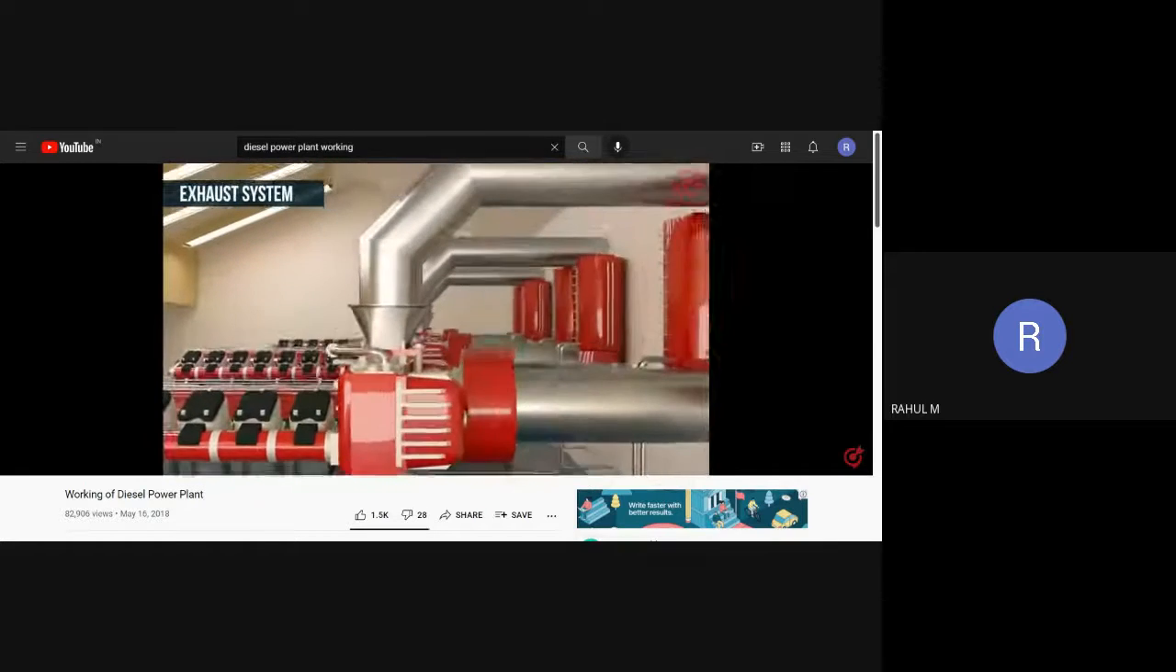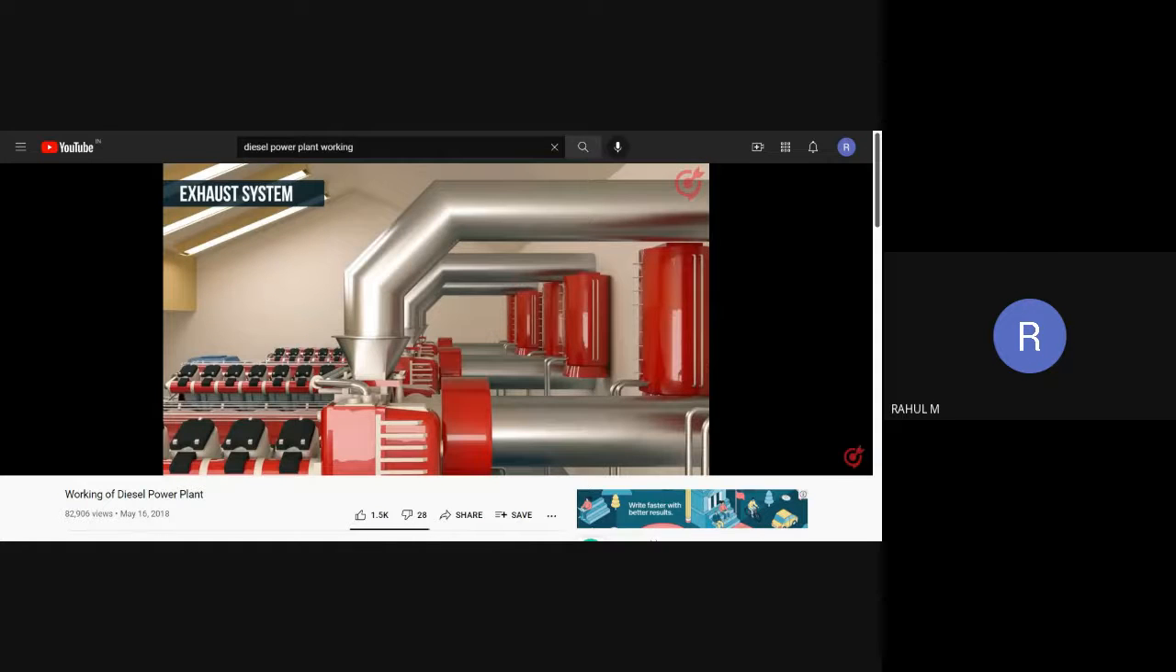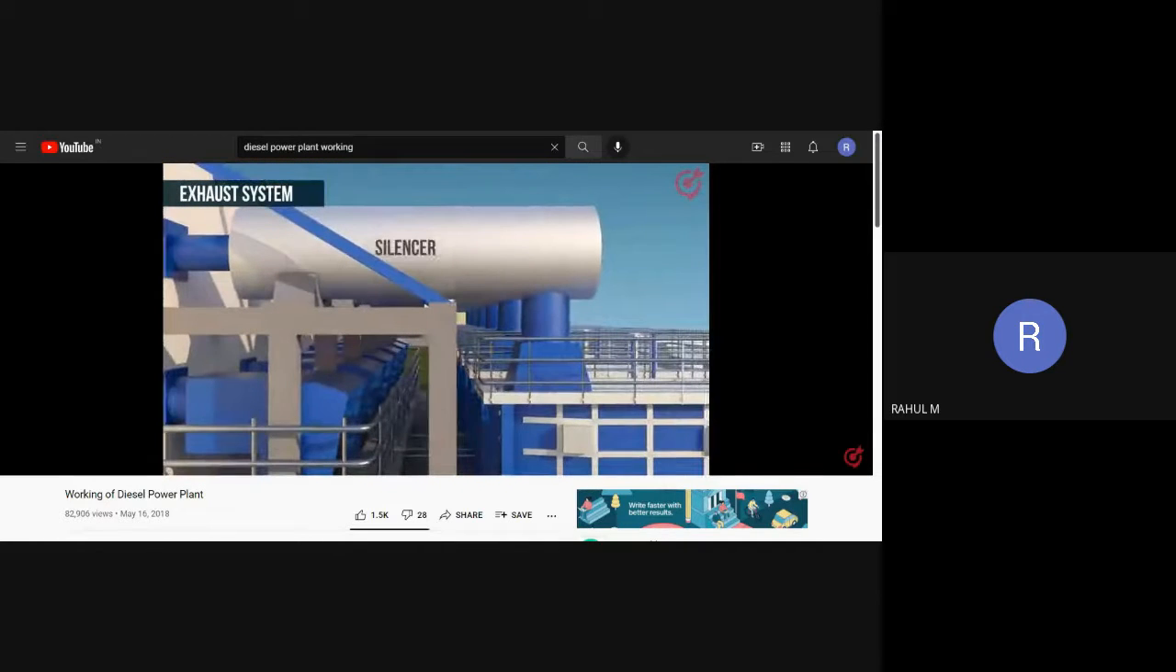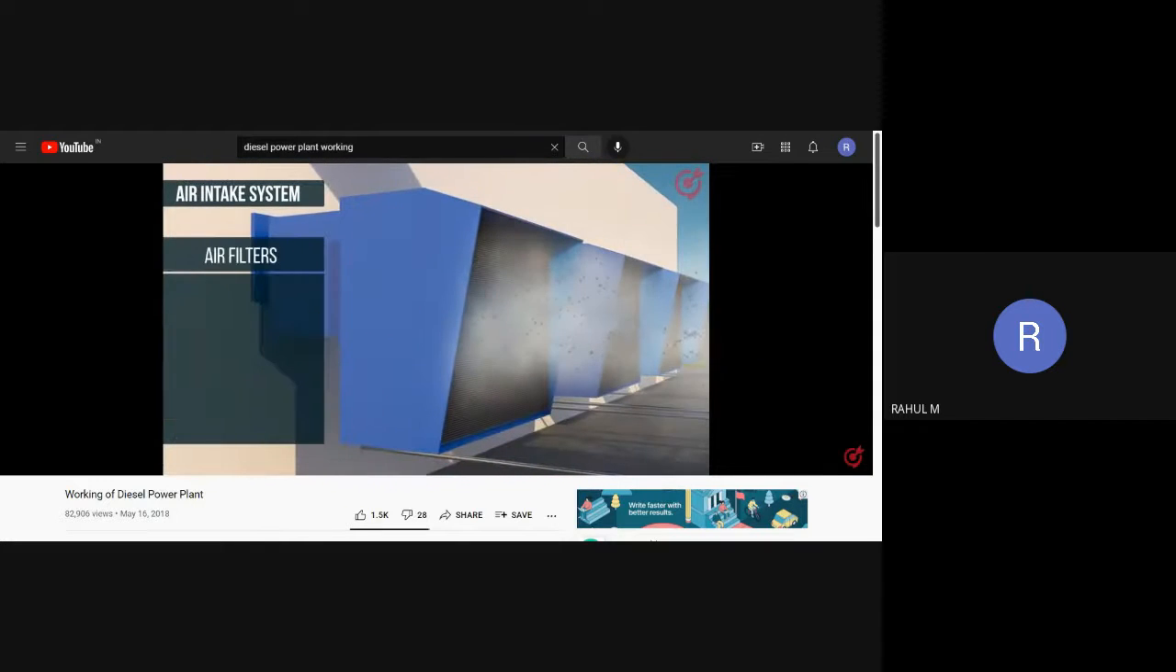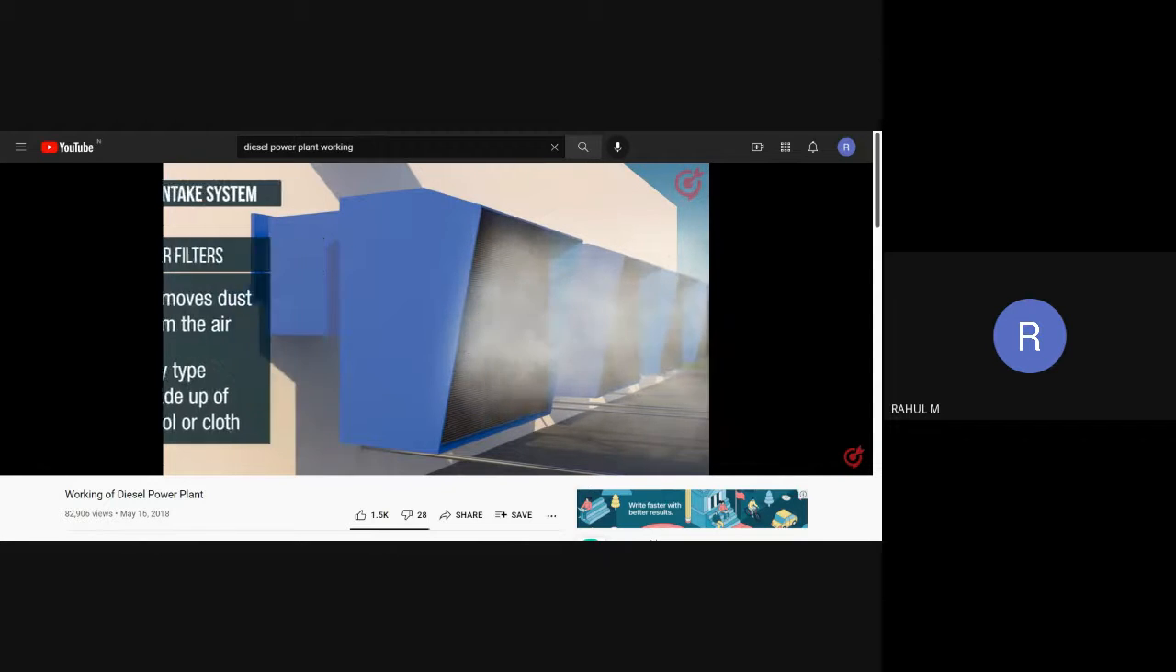Exhaust system, as the name suggests, leads the engine exhaust gases out to the atmosphere. A silencer is used to reduce noise level. Air intake system intakes the air and supplies it to the engine for fuel combustion. Its air filters remove dust from air before forwarding it to the engine. Air filters can be dry type made up of wool or cloth.